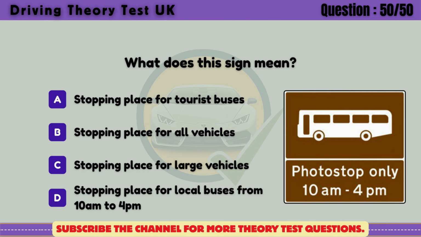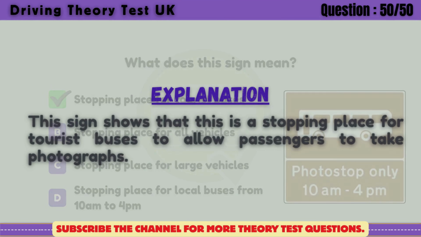Question 50. What does this sign mean? Option A. Stopping place for tourist buses. B. Stopping place for all vehicles. C. Stopping place for large vehicles. D. Stopping place for local buses from 10 a.m. to 4 p.m. Answer is A. Stopping place for tourist buses. This sign shows that this is a stopping place for tourist buses to allow passengers to take photographs.